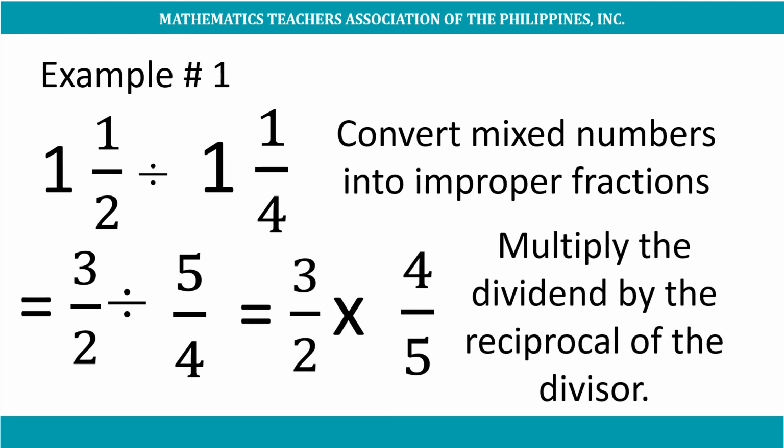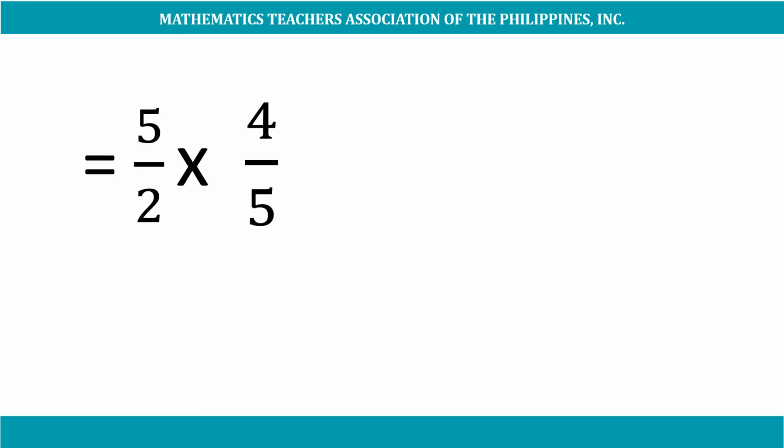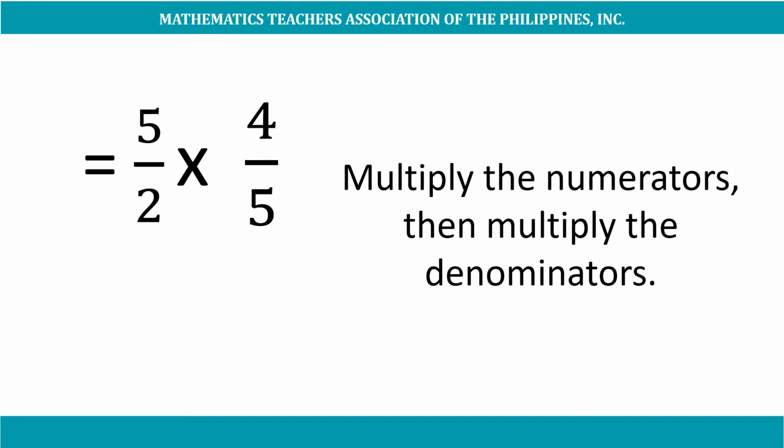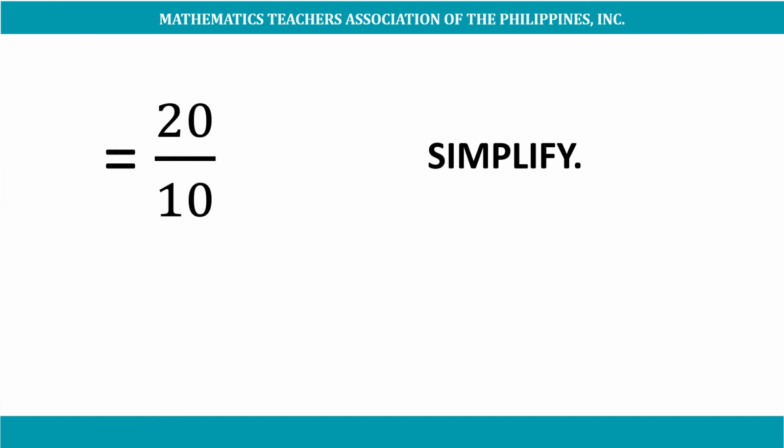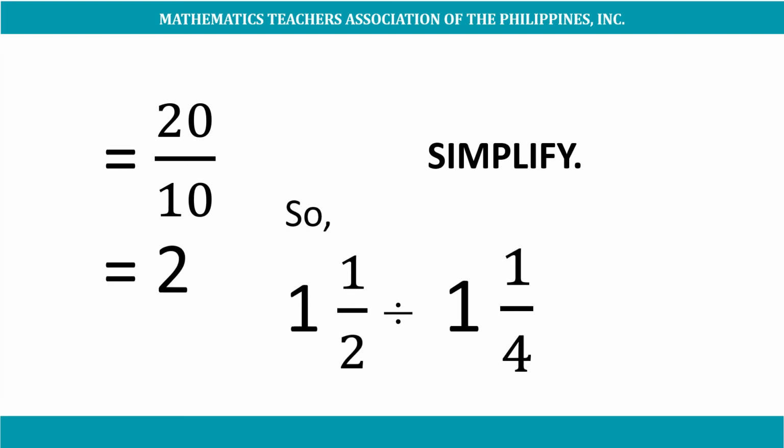Then, multiply the dividend by the reciprocal of the divisor. 5 over 4 will become 4 over 5. So we have 3 over 2 times 4 over 5. Multiply the numerators, then multiply the denominators. 3 times 4 and 2 times 5. The answer is 12 over 10. Then simplify your answer. So, 1 and 1/2 divided by 1 and 1/4 is equal to 1 and 1/5.